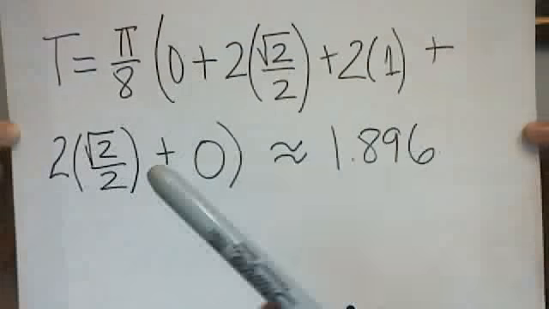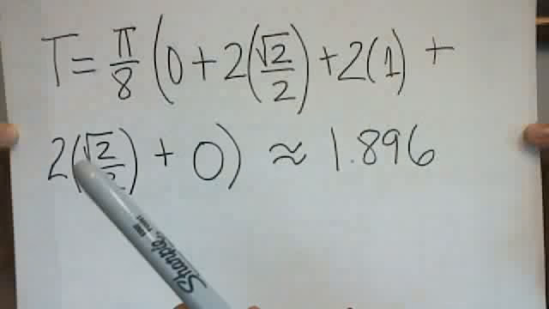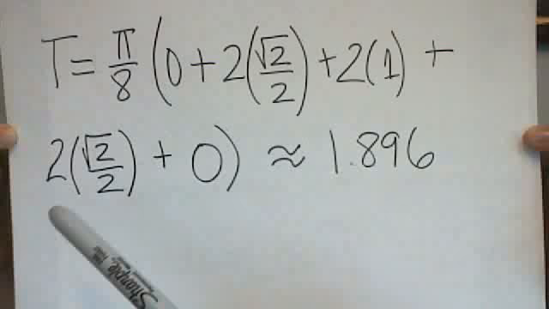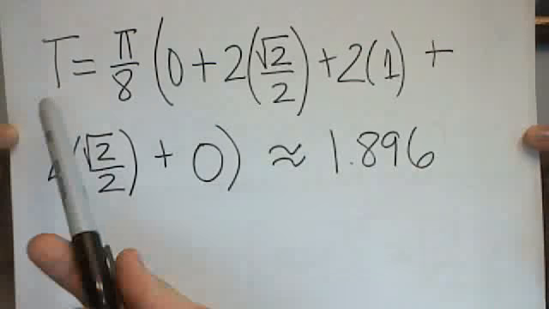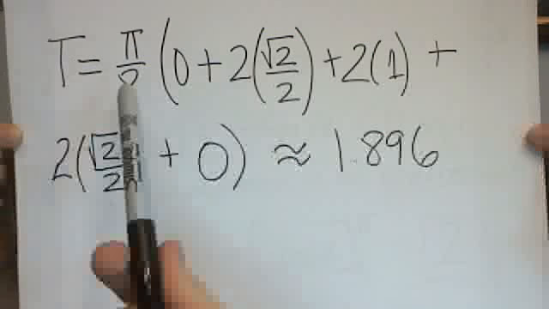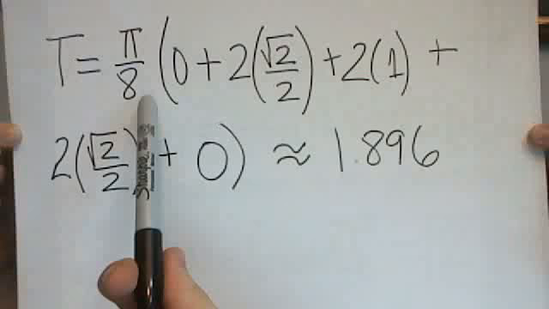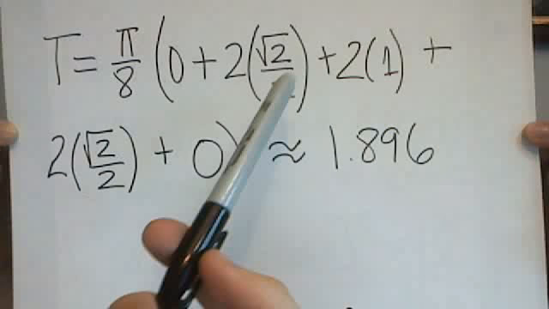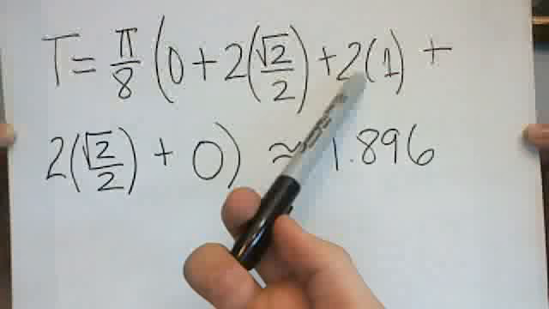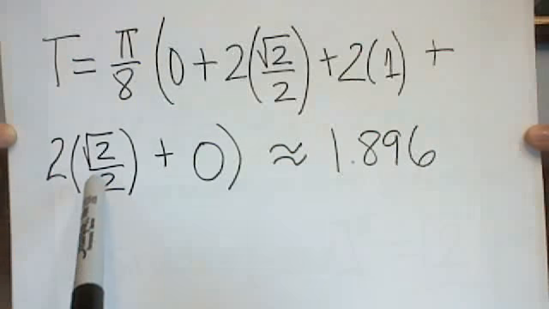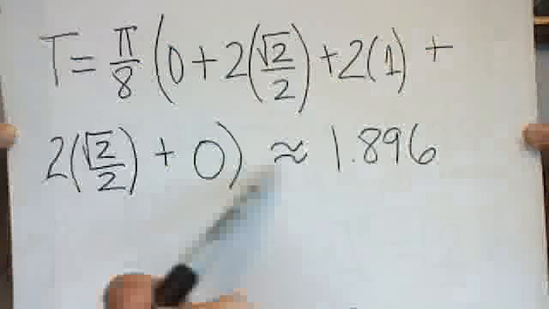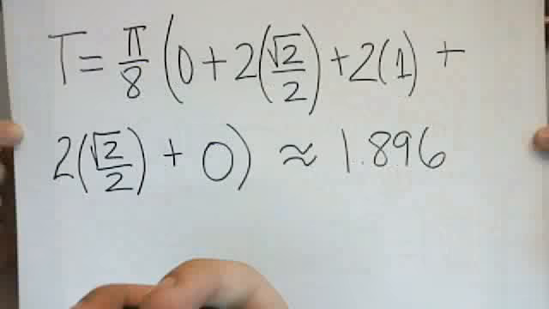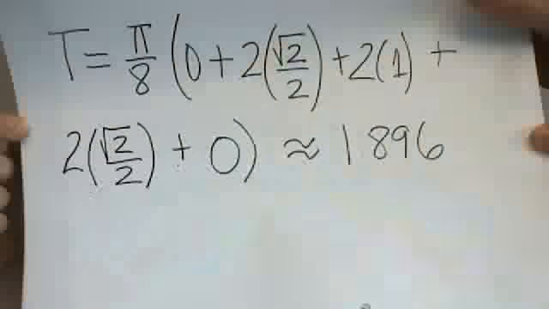Okay, and then use the trapezoidal equation, and you get T equals pi over 8 of 0 plus 2 times the square root of 2 over 2 plus 2 times 1 plus 2 times the square root of 2 over 2 plus 0, which approximately equals 1.896. That is the first part of the problem.